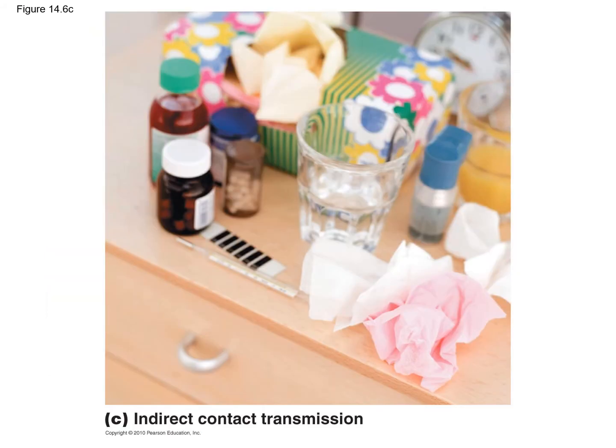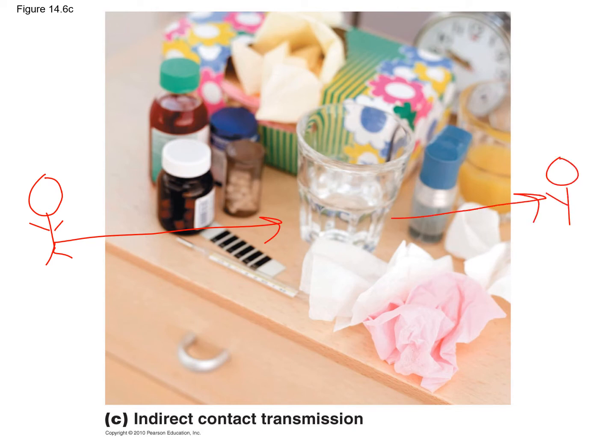A second type of transmission is indirect contact. Indirect contact involves the microbe going from a person to an object, and then from that object to the person who will get the microbe and become ill. And it can be any non-living object that can transmit the microbe from one person to another person. And these objects are called fomites.